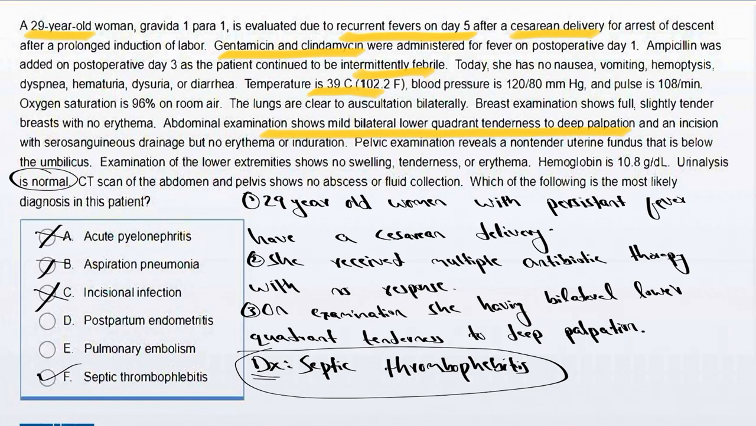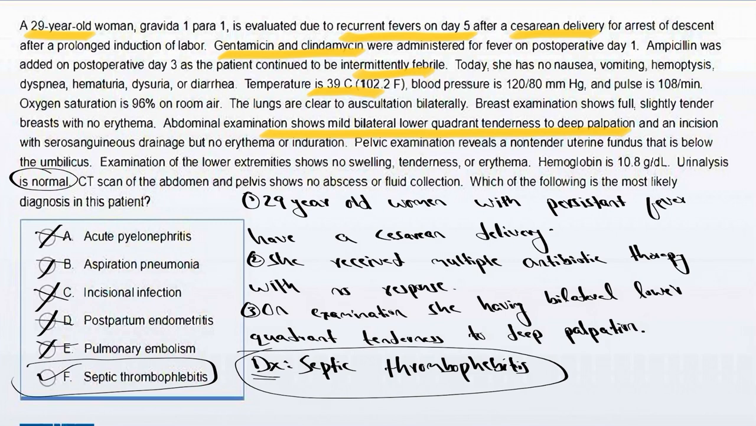Choice C, incisional infection. Incisional infection can cause fever but presents with incisional pain, erythema, and induration. Choice D, postpartum endometritis. Endometritis is the most common cause of fever associated with uterine tenderness, and purulent lochia is also present. Endometritis usually responds to antibiotic therapy. Choice E, pulmonary embolism. Although pulmonary embolism can present with fever, patients typically also have dyspnea, hemoptysis, pleuritic chest pain, and low oxygen saturation, none of which are seen in this patient.